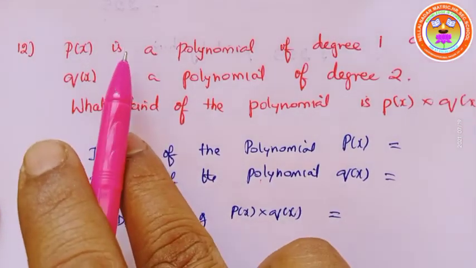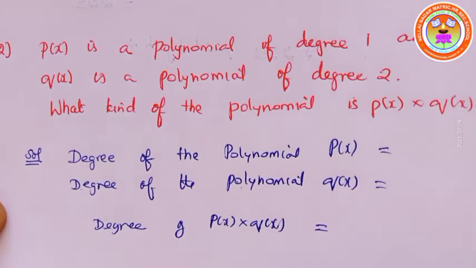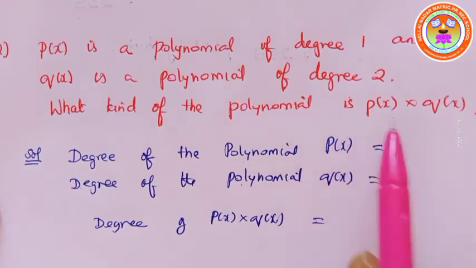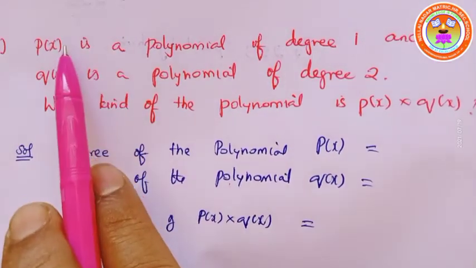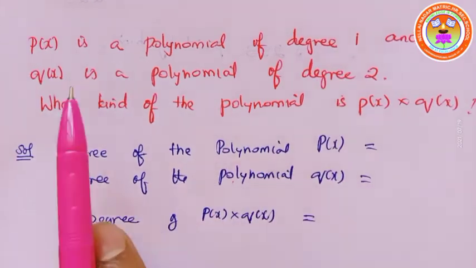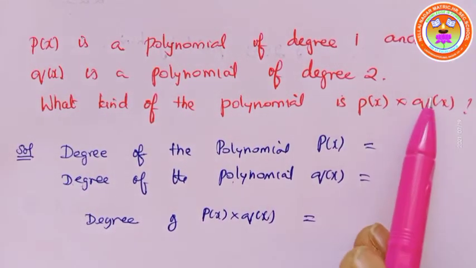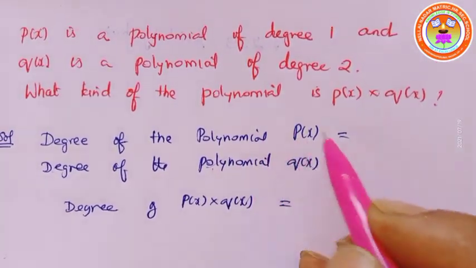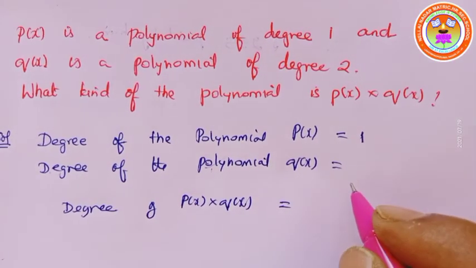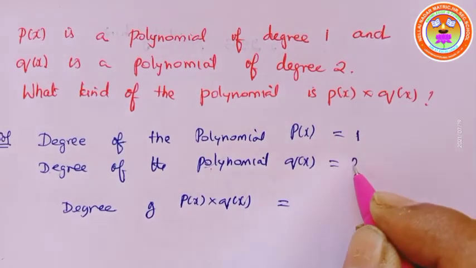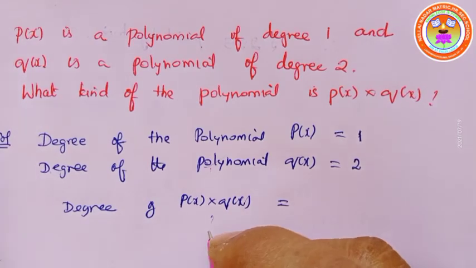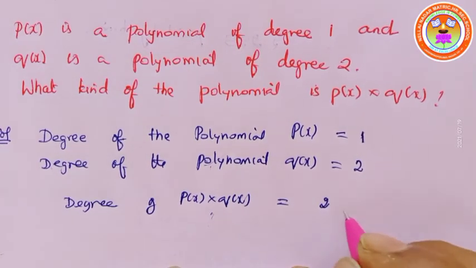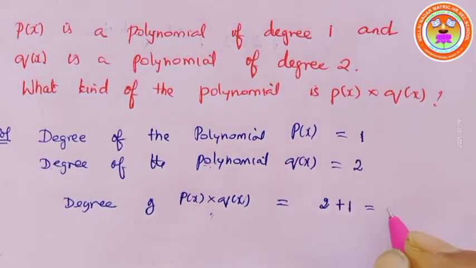Question number 12. p of x is a polynomial of degree 1 and q of x is a polynomial of degree 2. What kind of polynomial is p of x into q of x? See, children, p of x is a polynomial of degree 1 and q of x has degree 2. You have to find the degree of the product. The degree of p of x is 1. The degree of the polynomial q of x is 2. Now, what is the degree of p of x into q of x? Degree means you are going to add, you will not multiply. 2 plus 1, that is equal to 3.